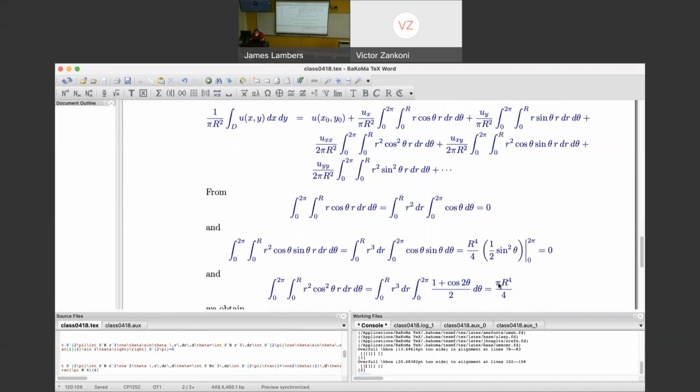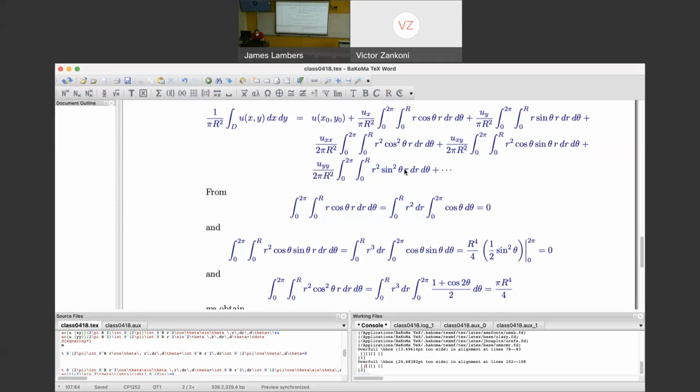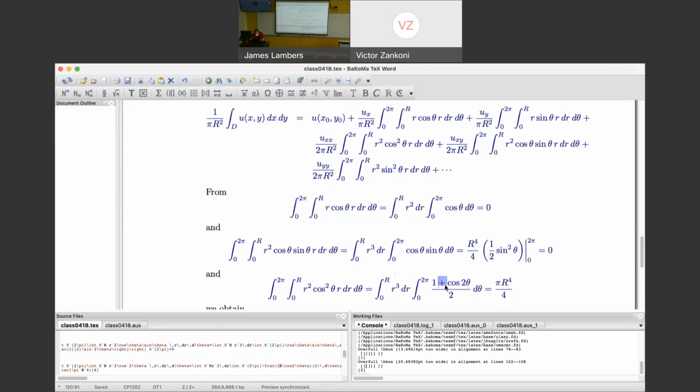So here I get something non-zero. And for the other similar integral with sine squared theta, it's going to work out exactly the same way, except here I'll have a minus. But that doesn't affect the value of the integral. It's still going to be pi r to the 4th over 4.